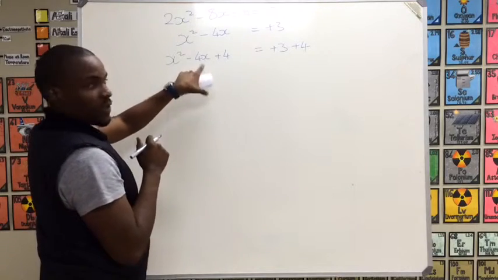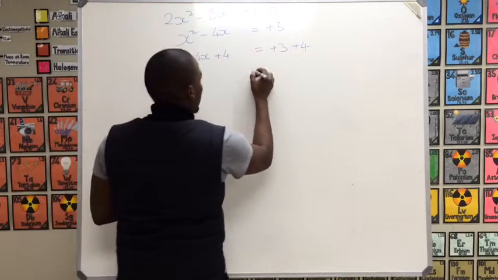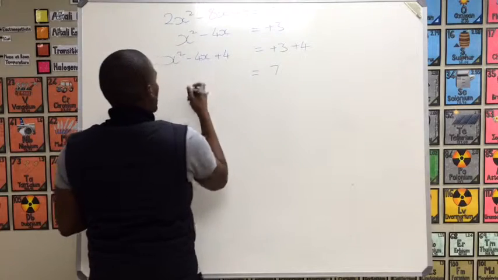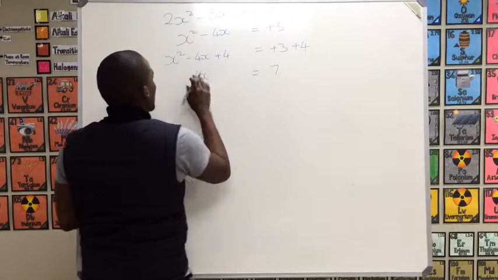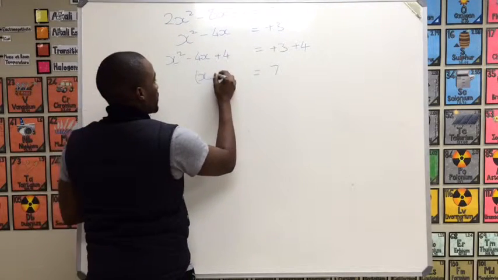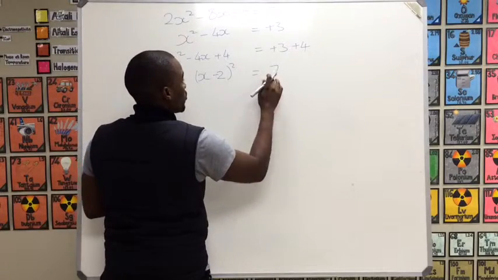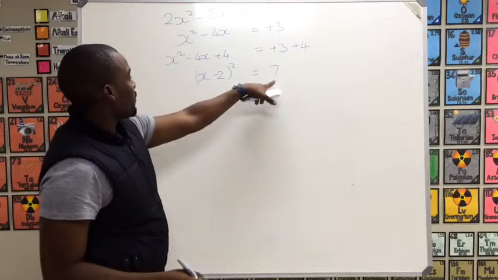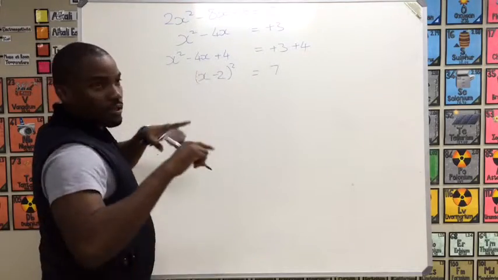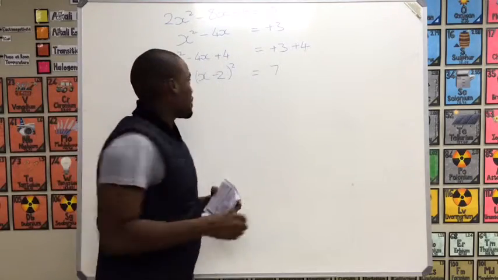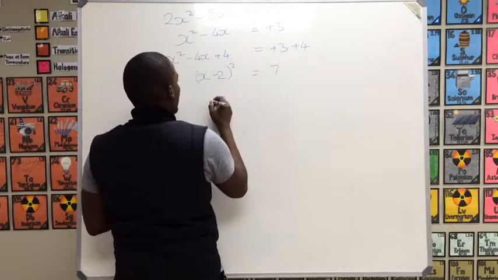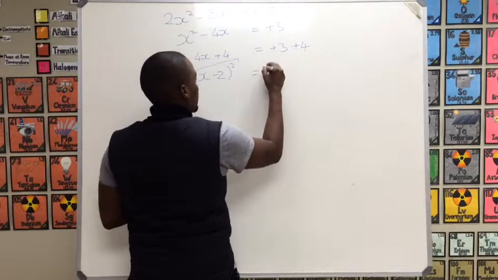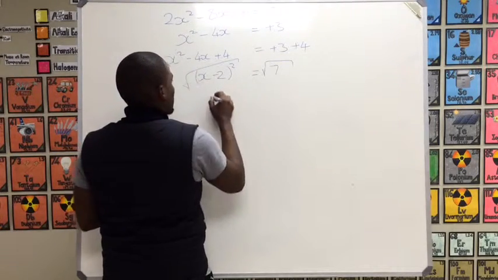Now I've got a beautiful perfect square here that I can factorize into its brackets. So this will factorize into x, half of this term, so half of negative 4 is negative 2, that is squared, equals 7. Now I've got something that's squared here equals 7. How do I solve for the x? I can take the square root of both sides. The square root of this side is simply going to be x minus 2.